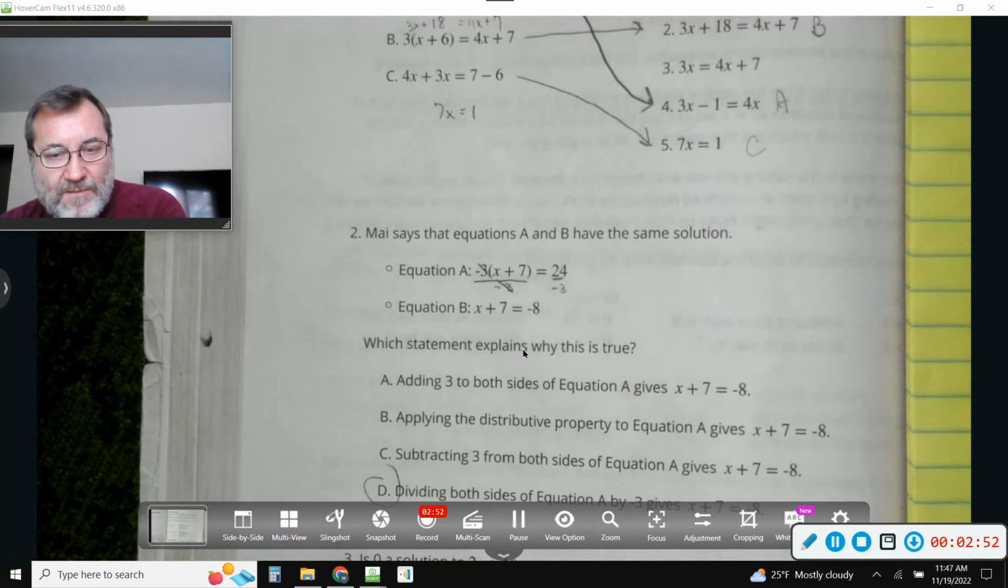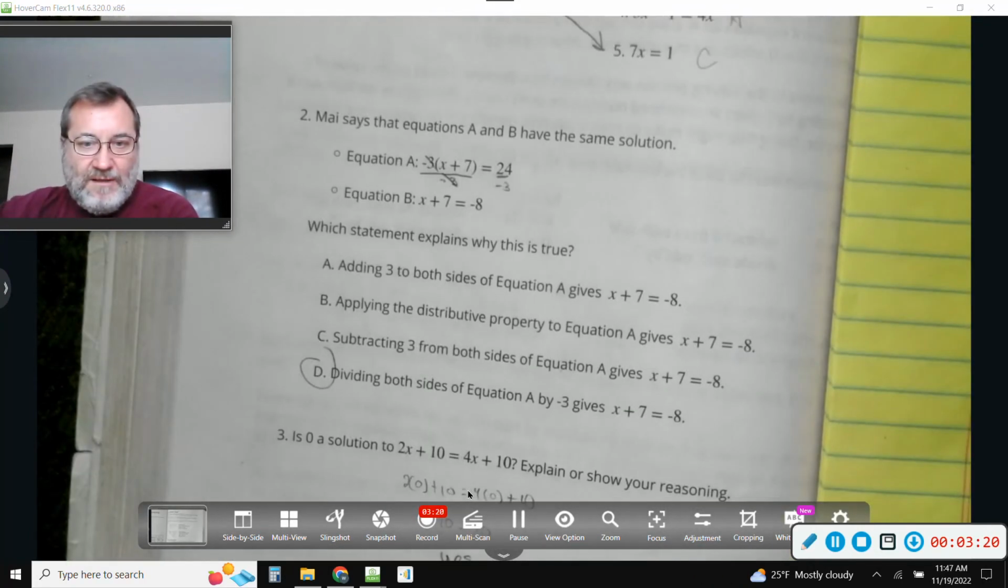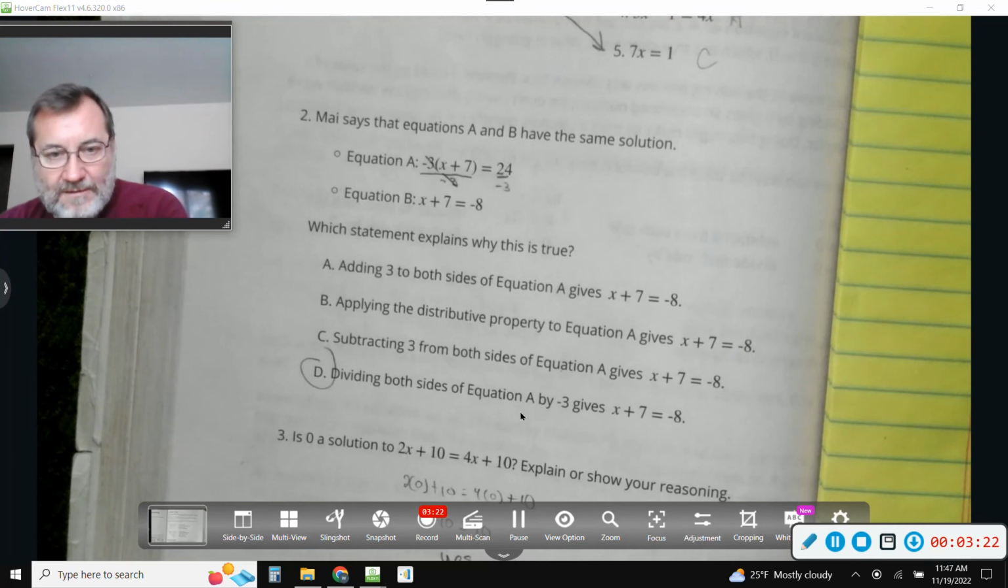So which statement makes this true? Well, it says adding 3 to both sides. We didn't add 3 to both sides. If anything, 3 is being multiplied, so I'd have to undo it with division. Applying the distributive property? No, we did not use the distributive property. If I did that, I'd get negative 3x minus 21. Subtracting 3 from both sides? Again, I am multiplying. I don't undo multiplication with subtraction. I have to undo it with division. That gives you your last one there: divide both sides of the equation by negative 3, giving you this. So delta is your correct answer there.